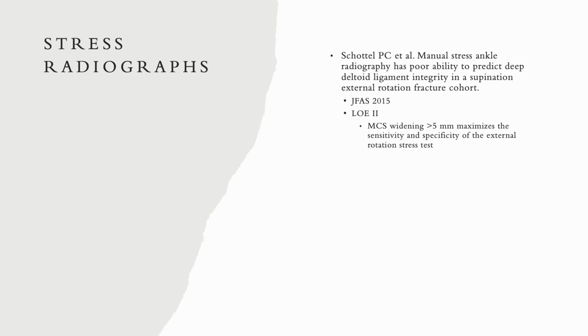Another good study in 2015, basically highlighting what I talked about earlier, level of evidence 2: medial clear space widening of greater than 5 is really specific in helping determine that you probably need to suspect a medial injury, and it maximizes your sensitivity and specificity of an external rotation stress exam. So going hand in hand with that, gravity stress is a great example of it.